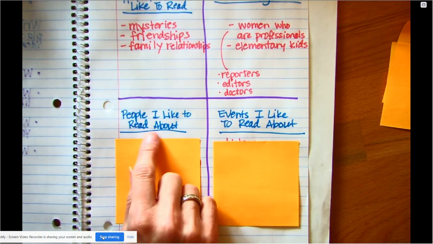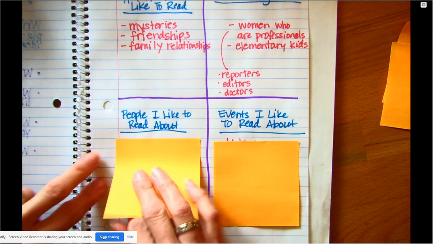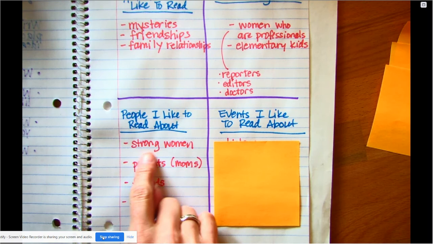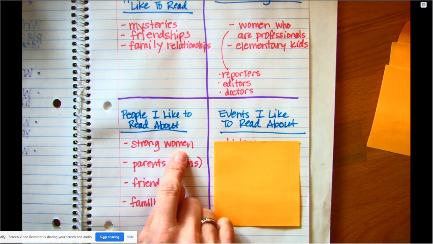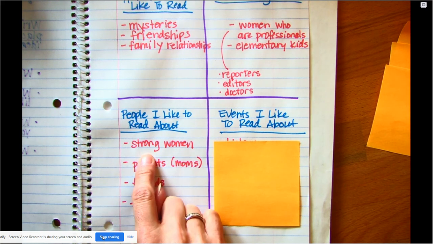Some more specific people that I like to read about, right? I wrote strong women. So maybe people that have done things like Harriet Tubman, women from history, things like that. Even our own vice president, we've done some reading about her.